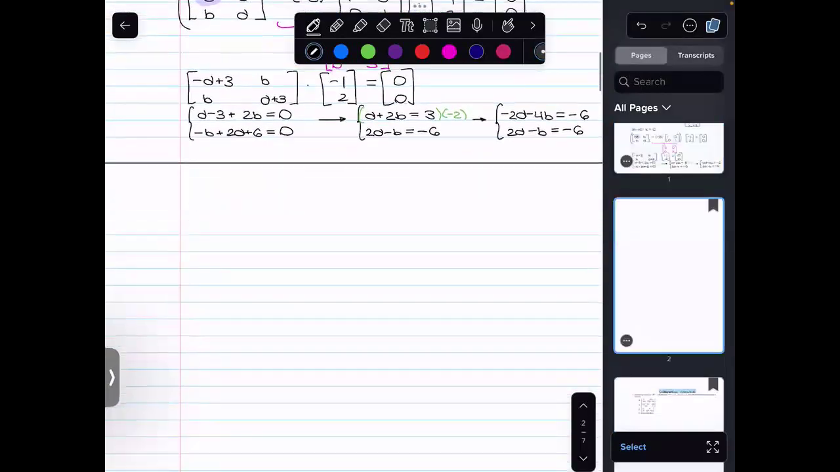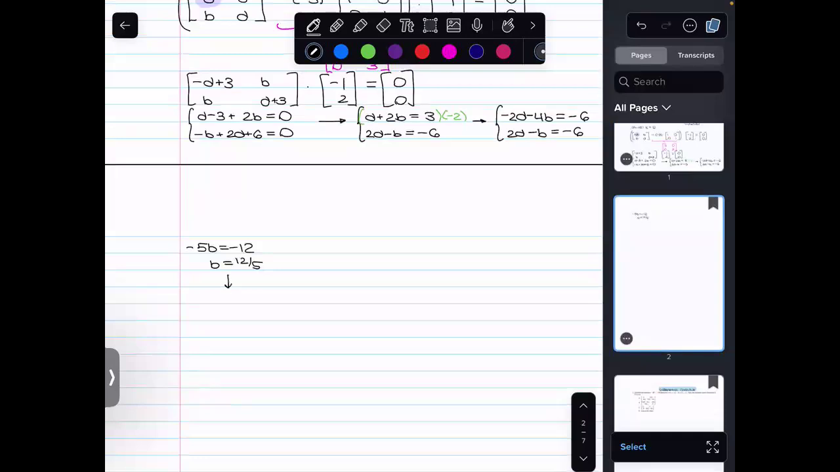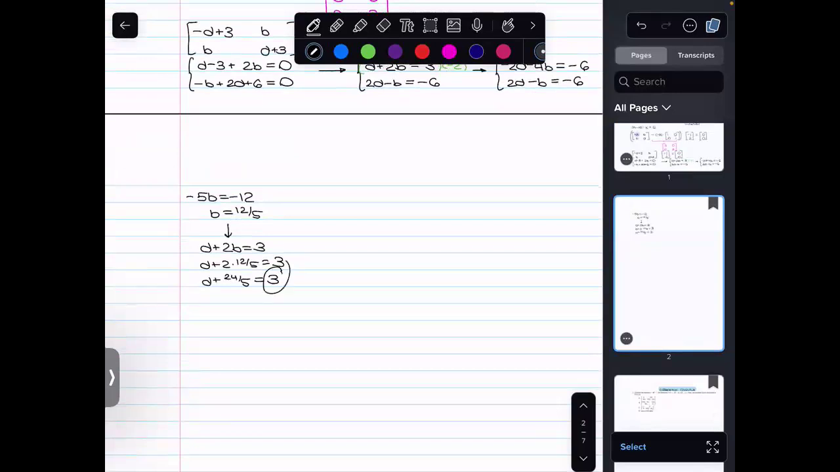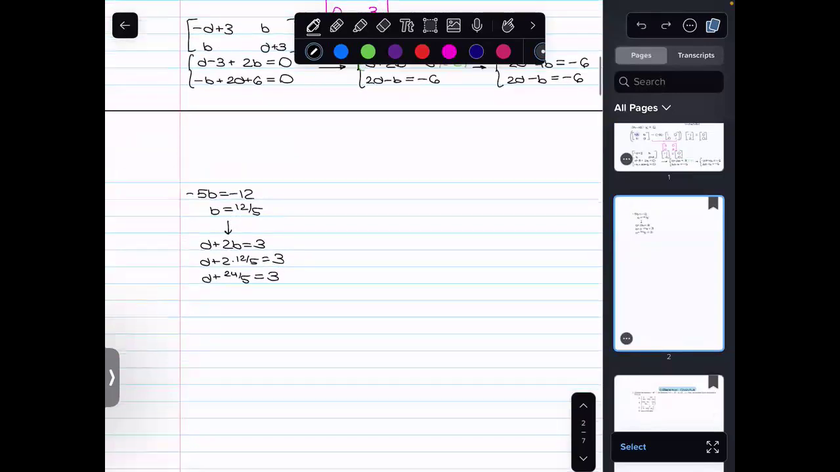If we add them together, these cancel. It should be -5b equals -12. So b equals 12 over 5. And then of course you can just substitute into whichever one and find d. So we should get d + 24/5 equals 3. So if you put that in fifths, that'll be 15/5 minus 24/5, which should give us -9/5.